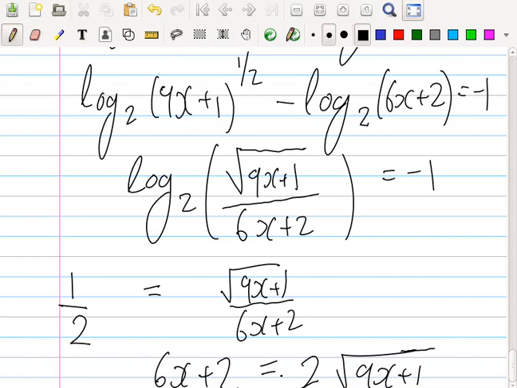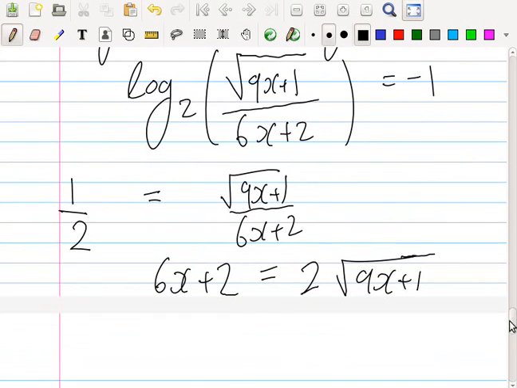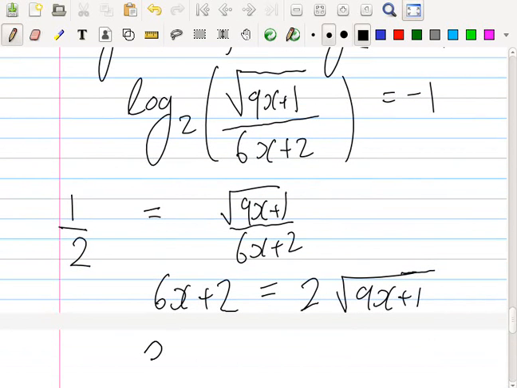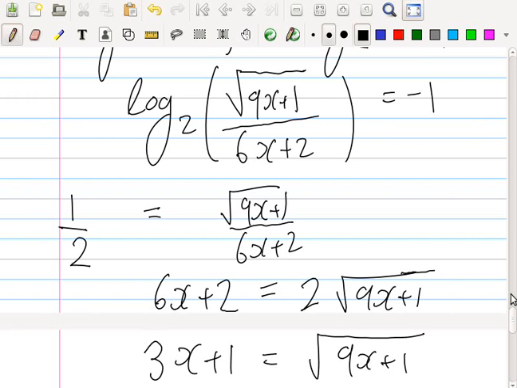Well, what's in common on both sides? I mean multiplication and division wise. There's a 2 in everything, isn't there? So we can divide both sides by 2 next. So you get 3x plus 1 equals square root 9x plus 1.